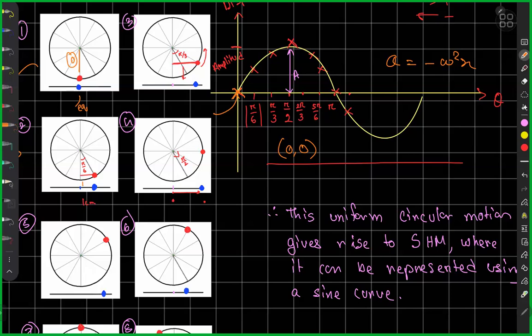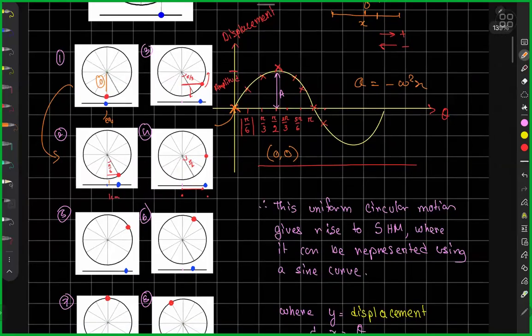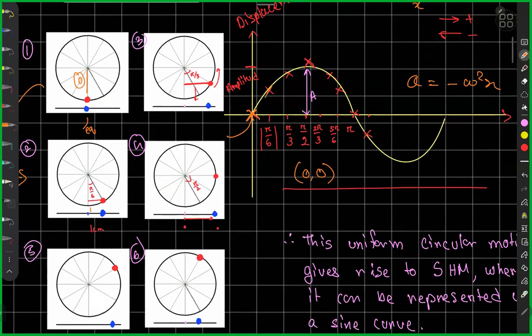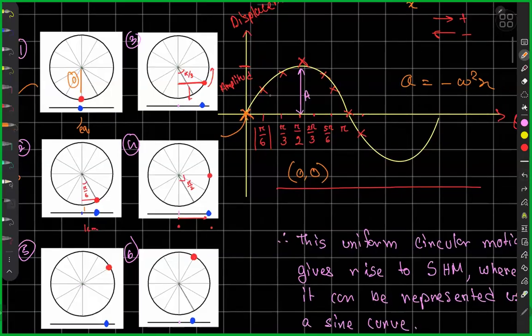But this part is not as elaborately covered in your syllabus, but it's good to know. Basically, when I have this ball going around in a circular motion and it makes a theta of pi by 6, the shadow is, let's say, 1 centimeter away from the equilibrium. I have marked this as the red point. When theta is pi by 6, the displacement is, let's say, 1 centimeter.